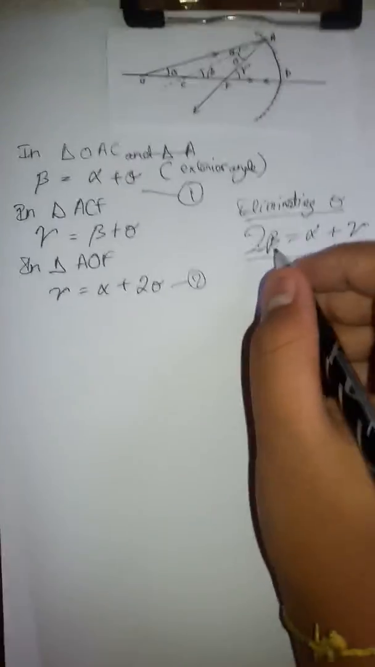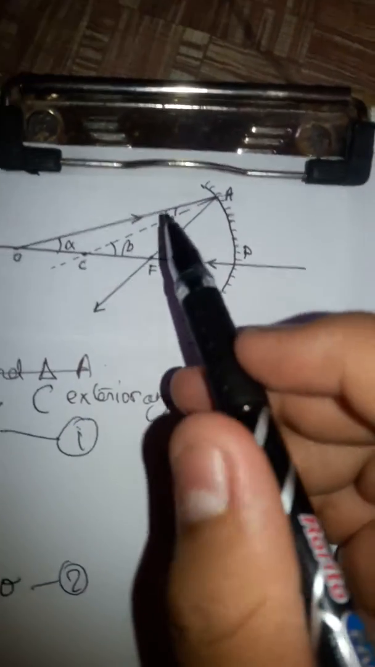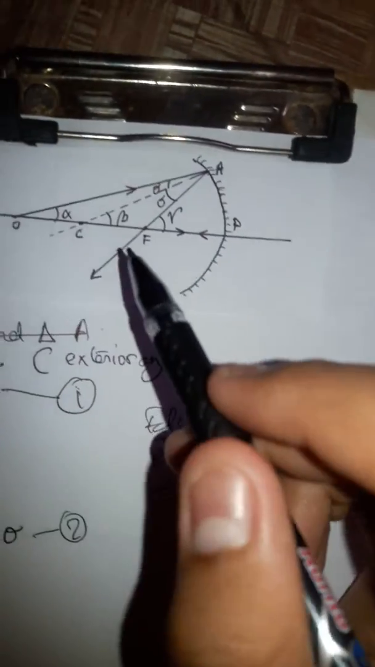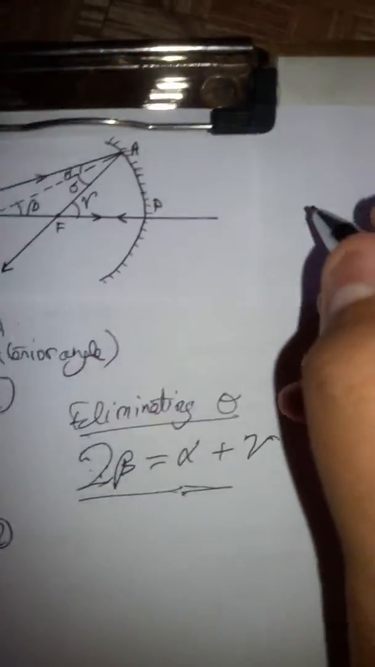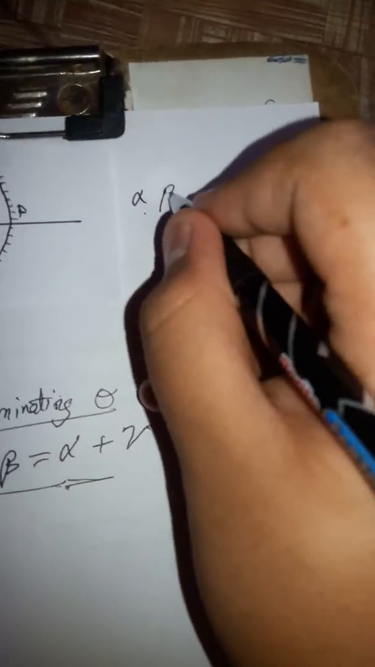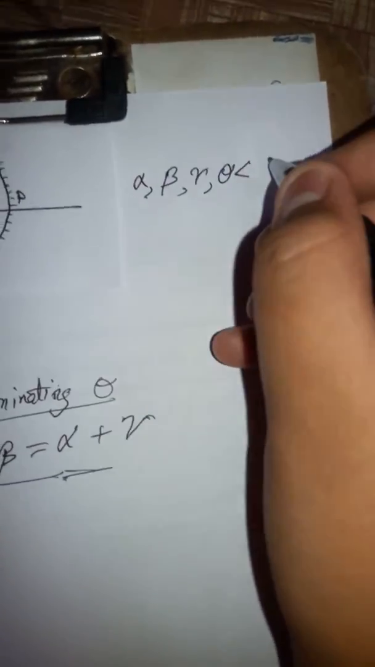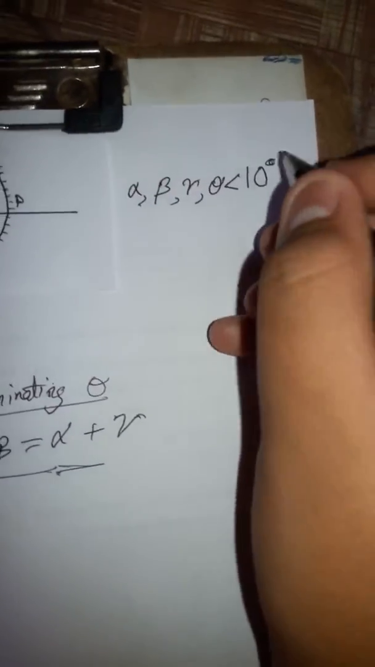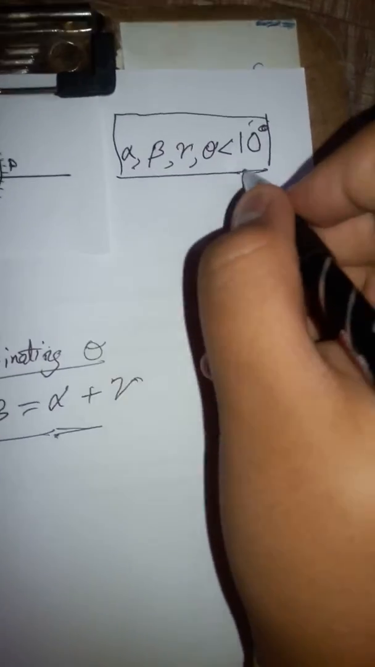So by this we can easily say that these angles, alpha, beta, gamma or theta, any of these angles is very small. You might ask how small. These angles alpha, beta, gamma and theta are less than 10 degrees. Yeah, I'm serious, they are less than 10 degrees. So if they're less than 10 degrees, why are we considering this?